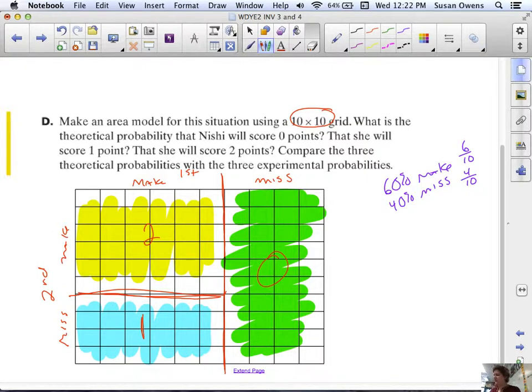Now, if this is a 10 by 10, there are 100 boxes in here. If you want to find the theoretical probability, all you have to do is count up the number of boxes and divide it by 100, and that'll be your probability. The rest you should be okay with. You should do the experiment, make your box, figure out the theoretical probabilities, and then compare them.